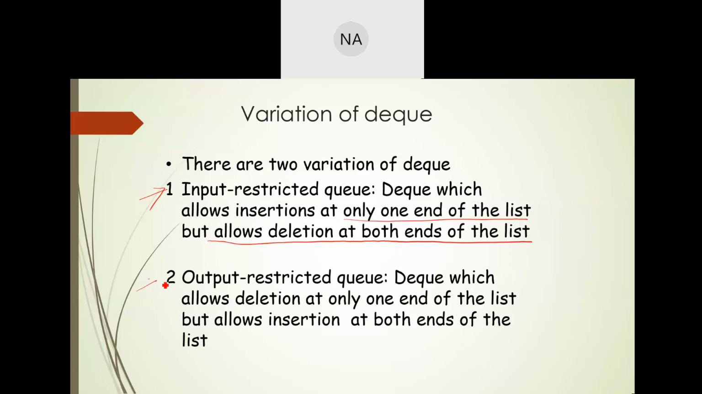Okay, the second type of deque is the output restricted deque. An output restricted deque is a deque which allows deletion only at one end but allows insertion at both ends of the list. So in the output restricted deque, output is restricted to only one end and insertion is allowed at both ends of the list. So we have two types of deque: input restricted deque and output restricted deque.